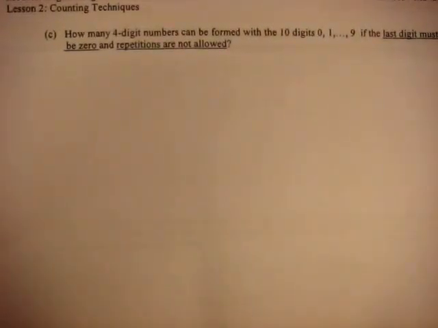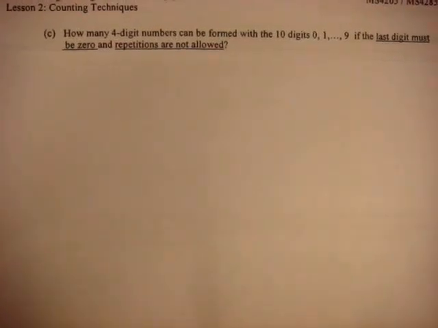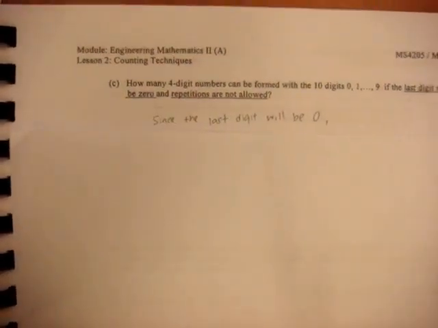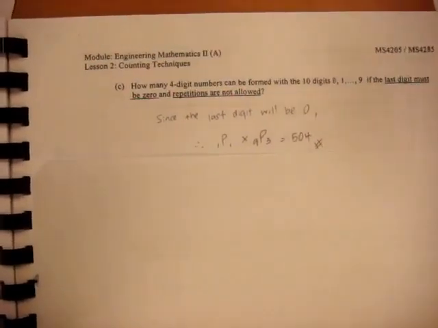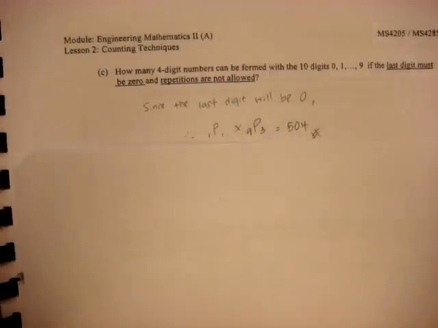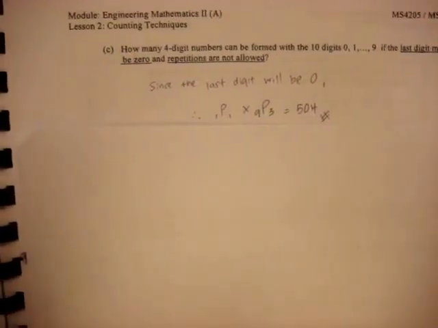This is the question in the textbook, part C. How many 4-digit numbers can be formed using the 10 digits from 0 to 9 if the last digit must be 0 and the digits cannot be repeated? Okay, so since the last digit will be 0, 1P1 times 9P3, which is equal to 504.